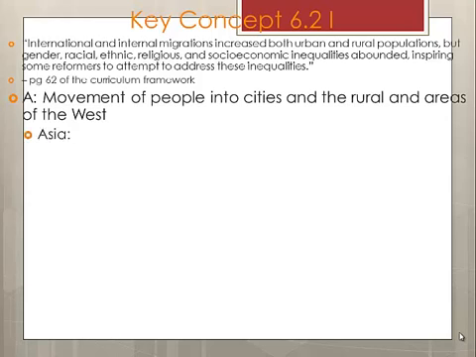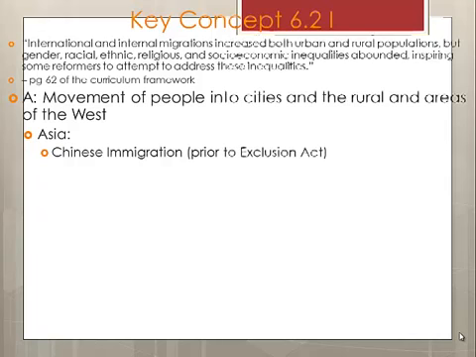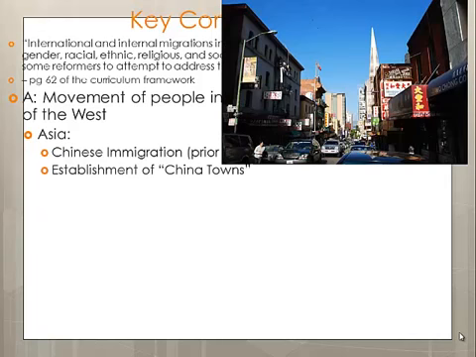And we see people coming from Asia, especially Chinese immigration prior to the Exclusion Act in the early 1880s. Chinese immigrants played an instrumental role in the development of the Transcontinental Railroad. And they would establish Chinatowns in different cities. And here's a present-day image of Chinatown from San Francisco, one of the most famous Chinatowns in all of America.